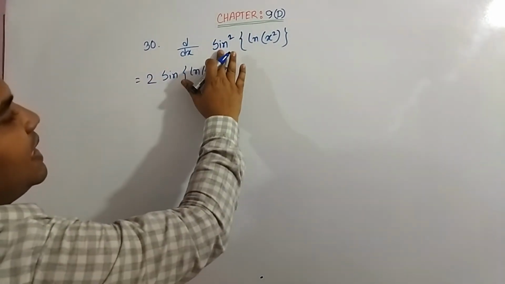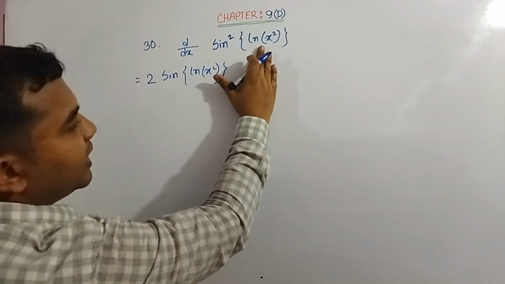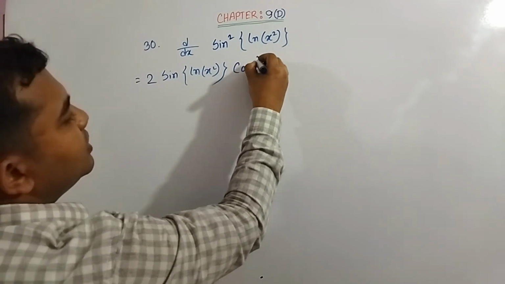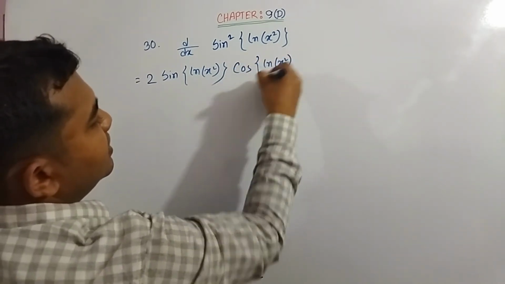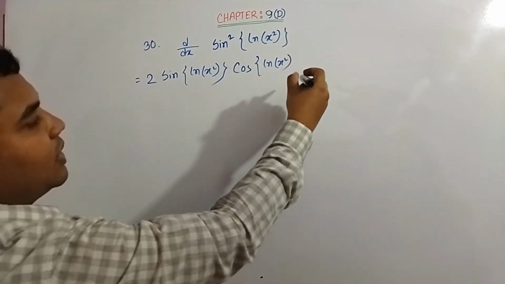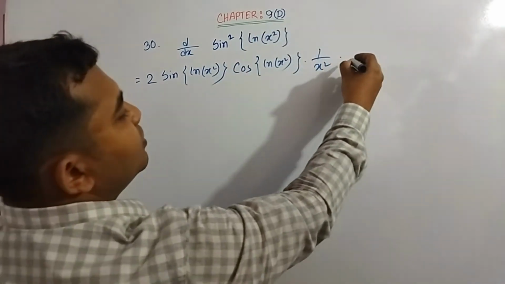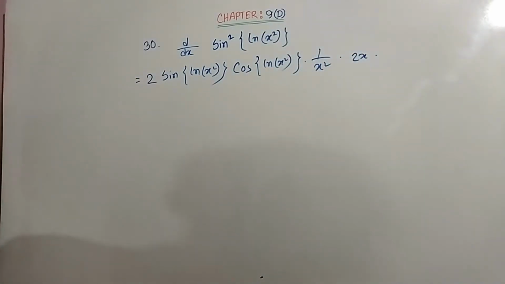Now sine, this we will differentiate. So what will be the derivative of sine x? That must be cos x. And here now the sine part has gone. Now the derivative of ln x square must be 1 by x square, and now the derivative of x square should be 2x. So that's the answer of this math.